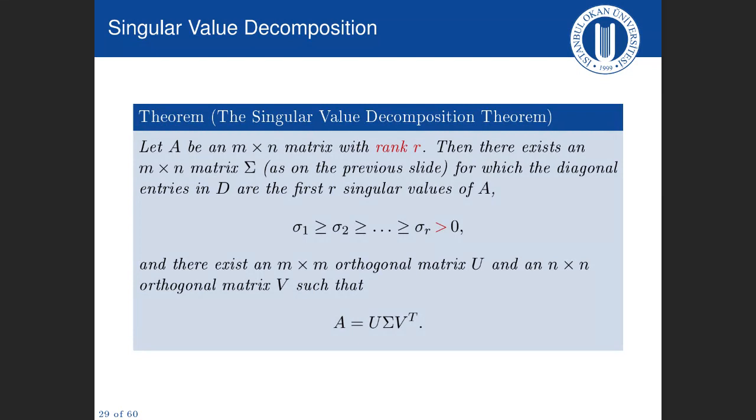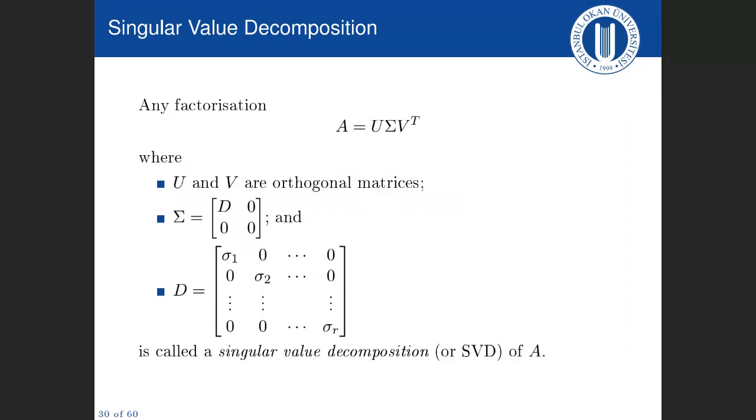A key point here I should point out is we're interested in the rank of the matrix A. That's the number of non-zero singular values of A, and that's going to tell us how big our diagonal matrix D is. Any factorization of the form A equals U sigma V transpose, where U and V are orthogonal matrices and sigma is a matrix with a diagonal matrix at the top left and zeros everywhere else, is called a singular value decomposition, or SVD, of A.